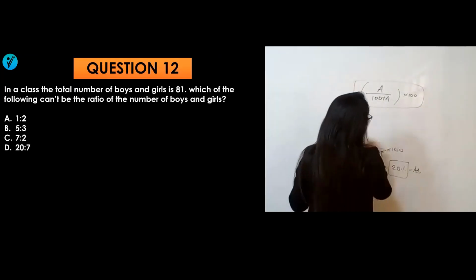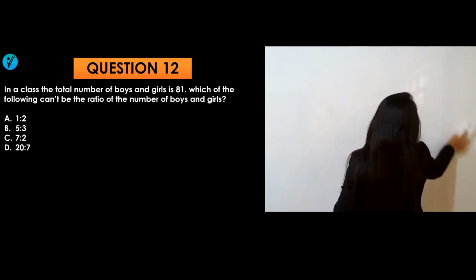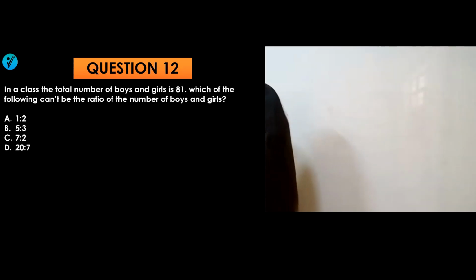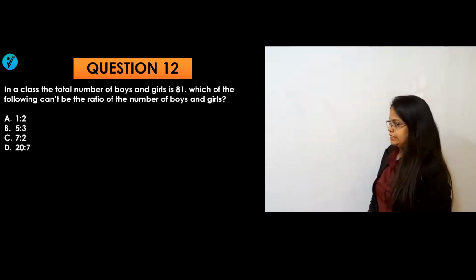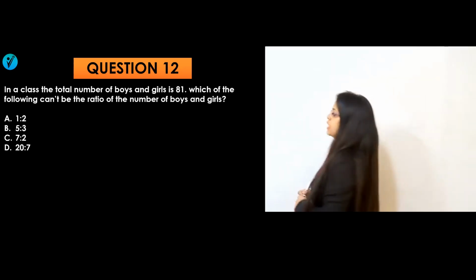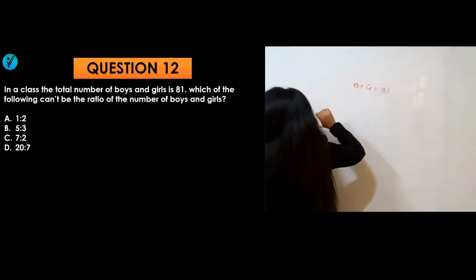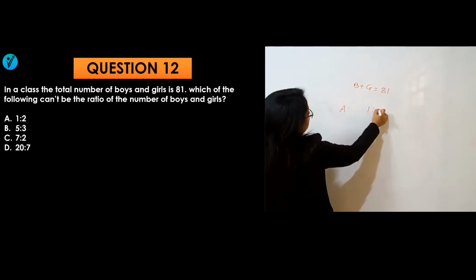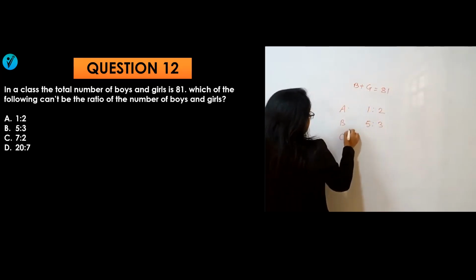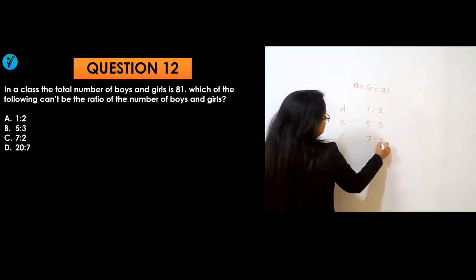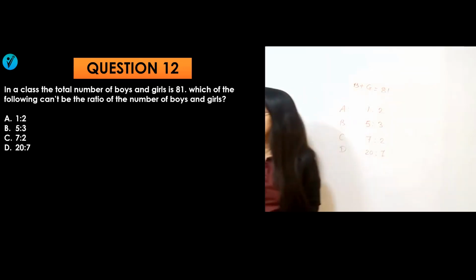Question number 12 is here. What are they saying in this question? In a class the total number of boys and girls is 81. Which of the following can't be the ratio of boys to girls? I know that the total is 81. Option A is 1 is to 2. Option B is 5 is to 3. C is 7 is to 2 and D is 20 is to 7. Out of these, which can be the ratio if the sum is 81?